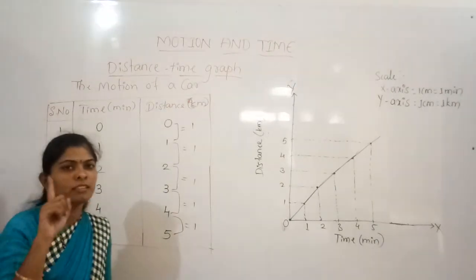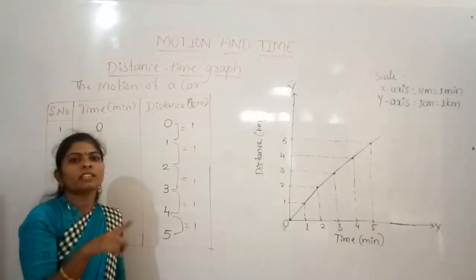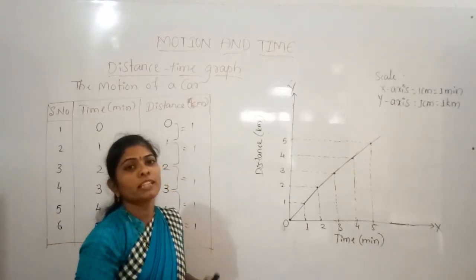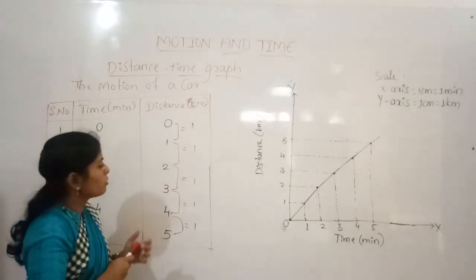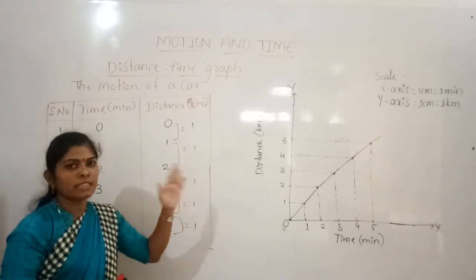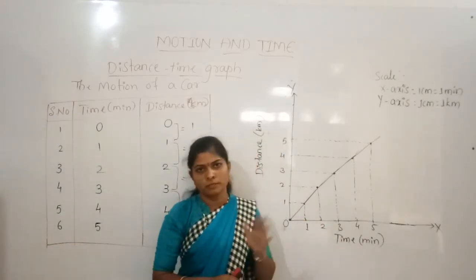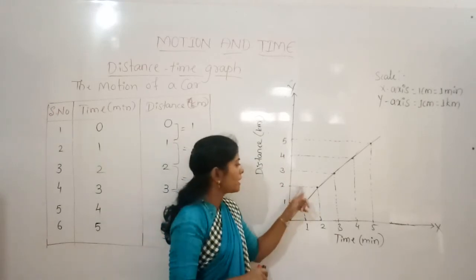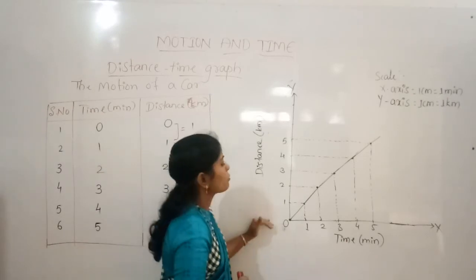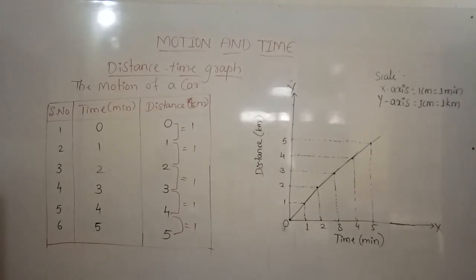It means we can say uniform motion, because we know uniform motion means it covers equal distance in equal intervals of time, right? So that we call as the uniform motion. So here the speed does not change, speed will be the same, so that is what we call uniform motion. So this is how we should plot the graph, okay?